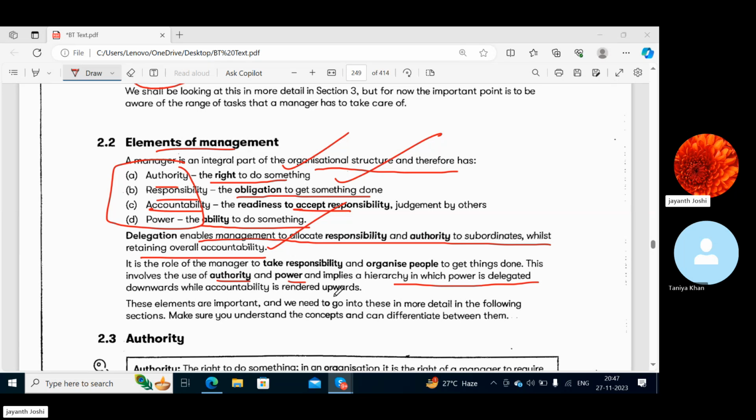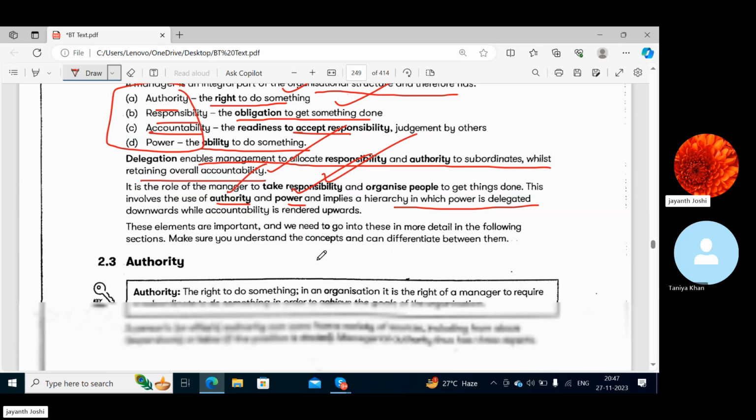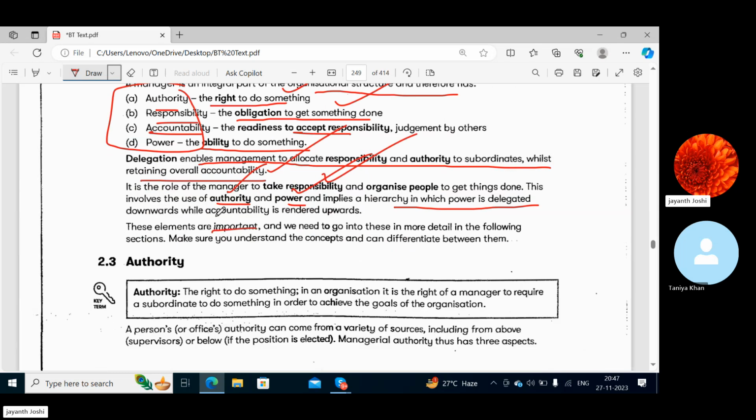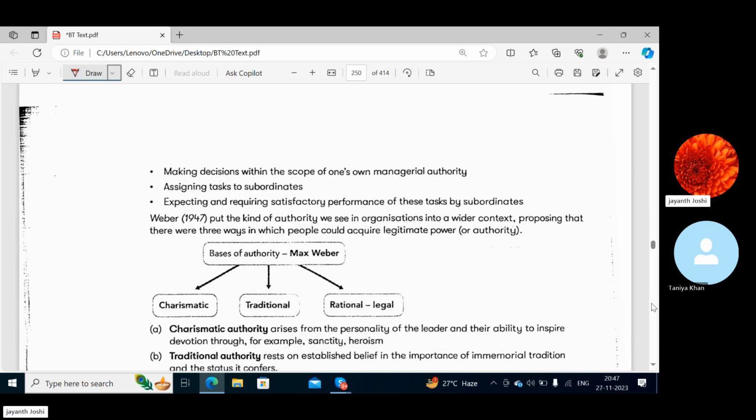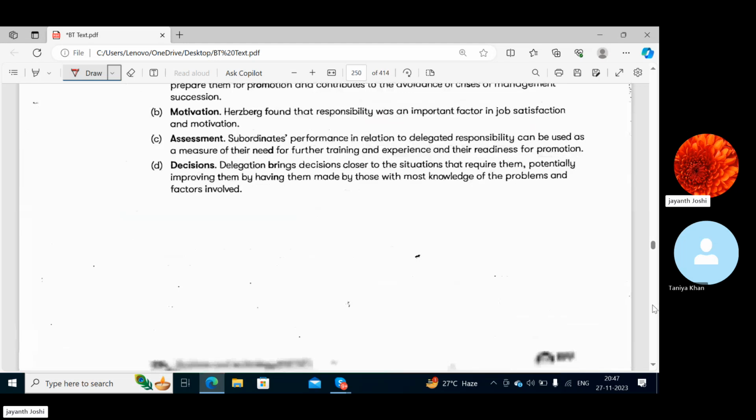And see, the role of the manager is to take responsibility. They organize people and get things done, and they use their authority. They have the power, and they have subordinates to whom they can assign tasks. These elements are important, and they do everything with accountability. We need to go into these in more detail in the following sections. Make sure you understand the concepts and can differentiate between them. So we will put some light on some of these elements, that is authority and then responsibility.